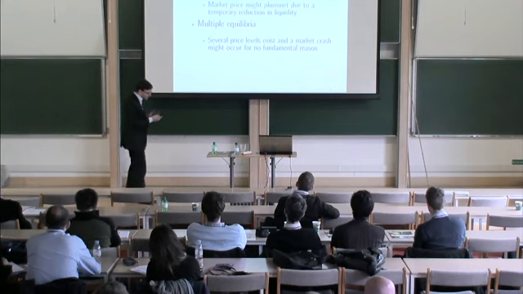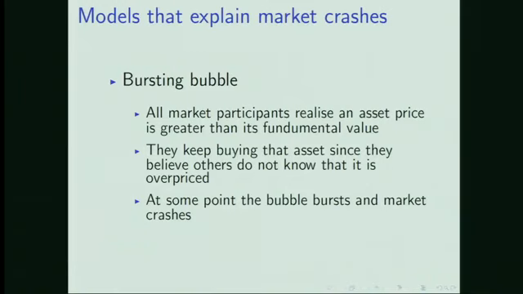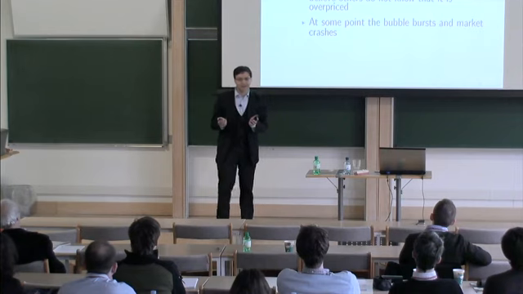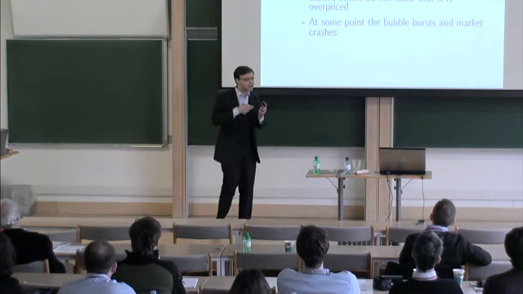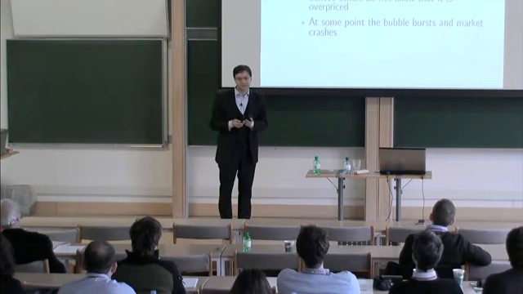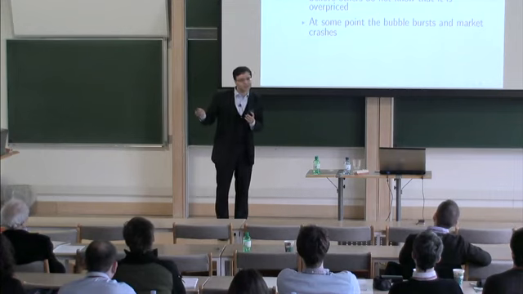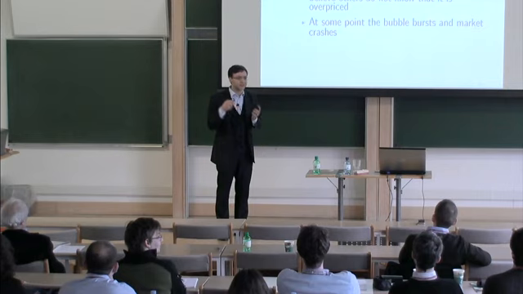The third group of models is very famous. There is lots of literature for this group of models. It's called bursting bubble. The idea is that all the agents know that there is some overpricing, so they know that the actual price is greater than its fundamental value. This bubble grows, and at some point it bursts. It's common knowledge that we have a bubble, but we don't know when it should burst. We think that we are smarter than other people, so we just keep buying some asset, and at some point the price plummets and we have a market crash.